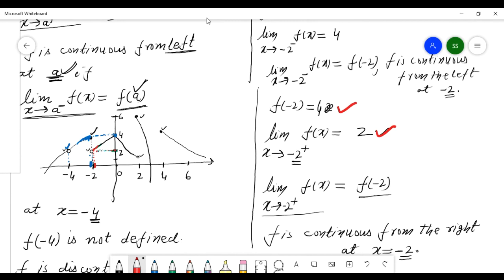So this equal to 2, from the right, and f of -2 is 4. So this is not same. Okay. So this is not continuous from the right. So this is discontinuous from the right at x equal to -2.